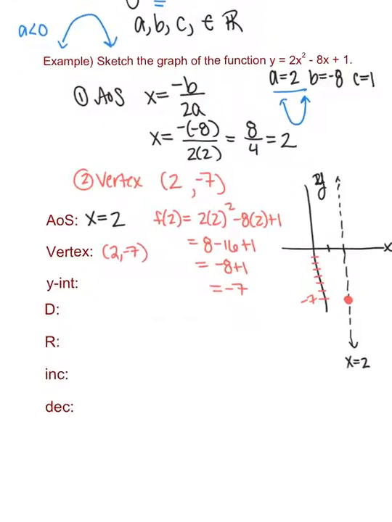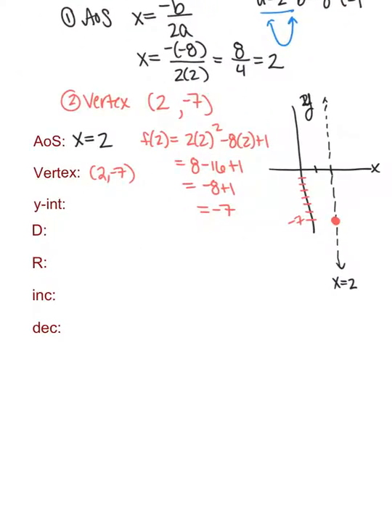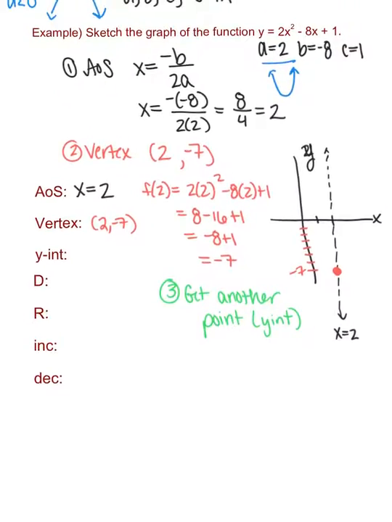Now the next thing I need to do is find really just one other point, and then I can use symmetry to flip it over. I think the easiest point to use is going to be the y-intercept whenever I'm dealing with a parabola that's in standard form. So I need to get another point. And I like to use the y-intercept because plugging in 0 is super easy. So if I were to plug in 0, let me scroll up a little bit to see my function again.